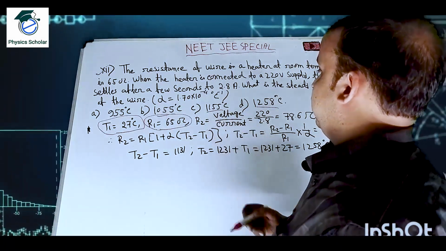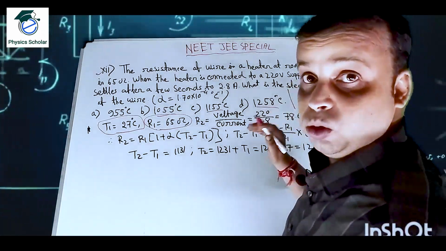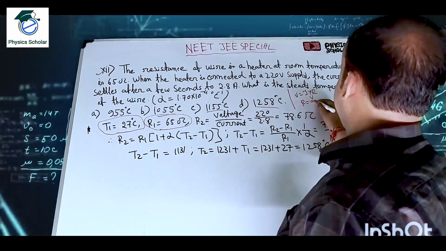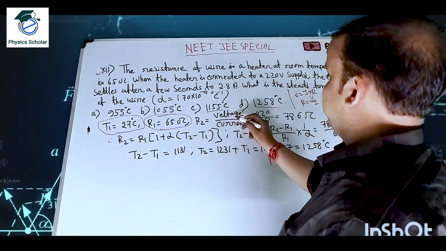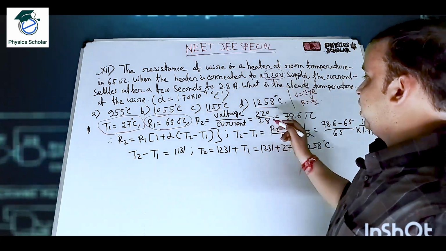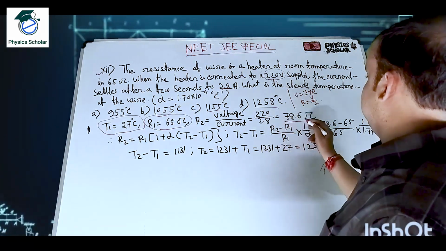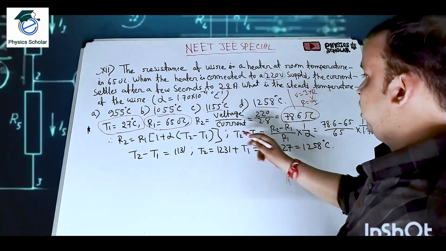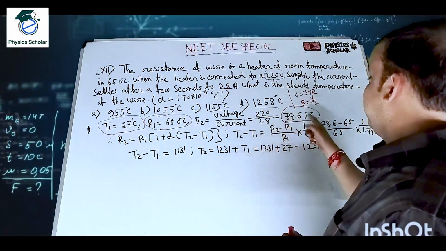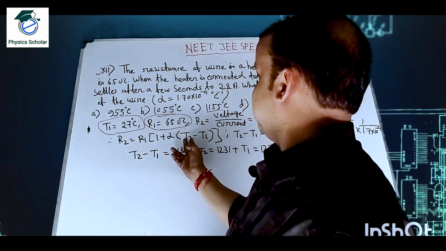Now what is R2? From Ohm's law, V is equal to I into R, so R is equal to V by I, voltage divided by current. So R2 is equal to voltage divided by current. The voltage is 220 volt, the voltage of the mains, and the current is 2.8 ampere, which is given in the question. So that means 78.6 ohms. So the final resistance after rising the temperature is 78.6 ohms. Now let the final temperature be T2.